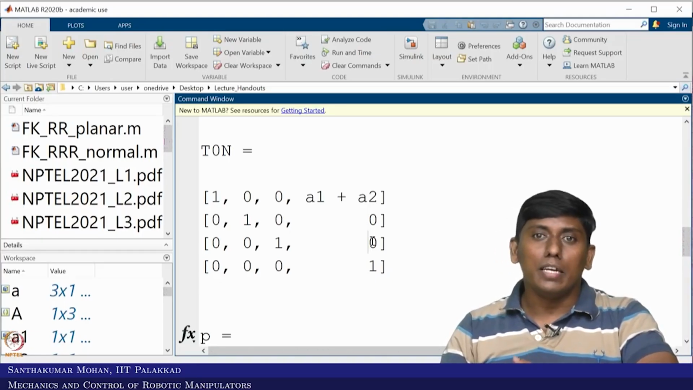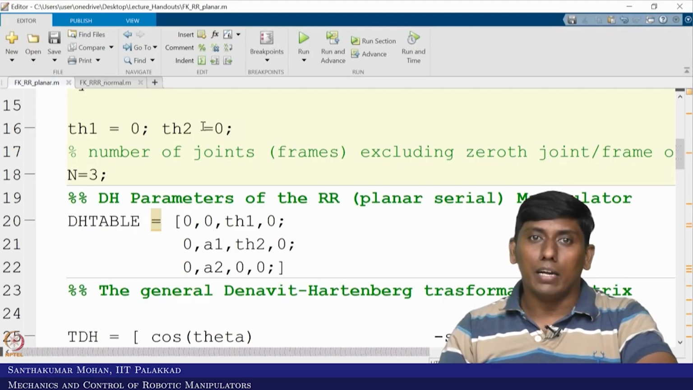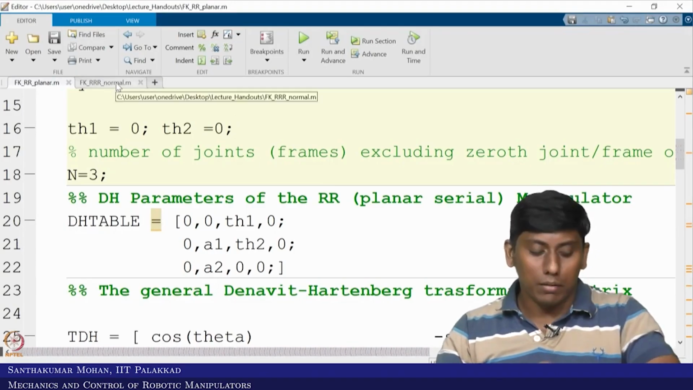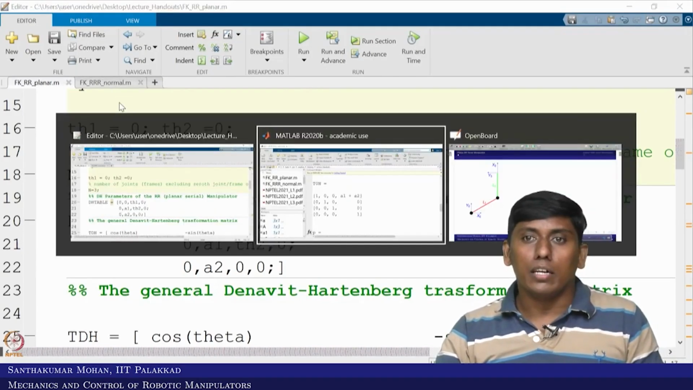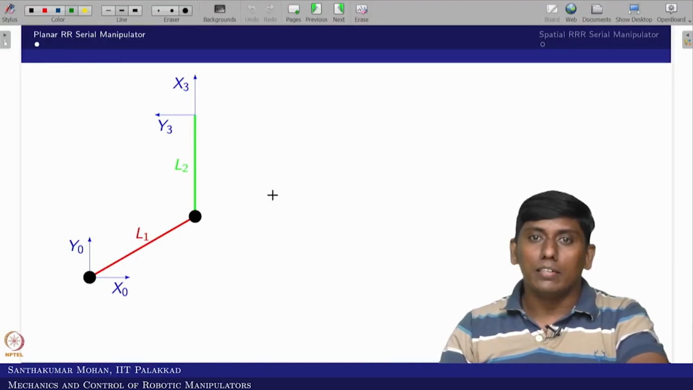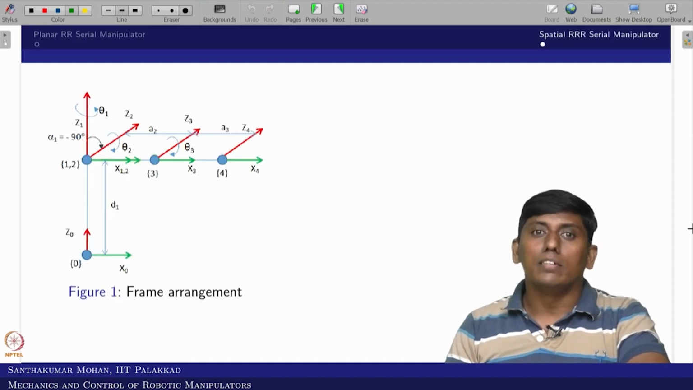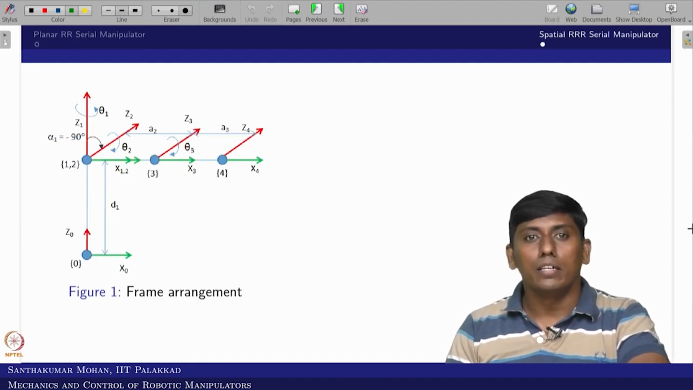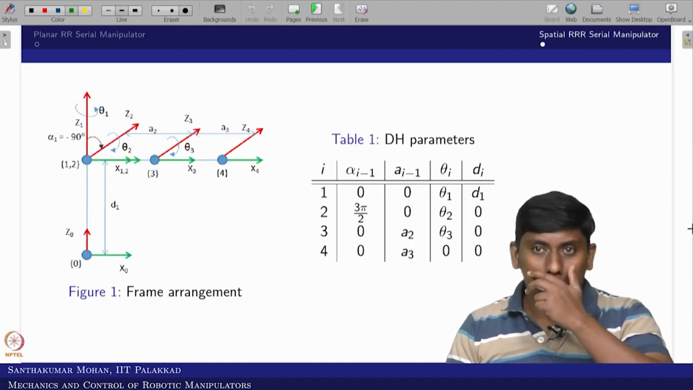So now the same thing can be used even for other benefit. For example, I have already written a code for the RRR manipulator. Before that, I will come back to this slide set. You can see this is the RRR manipulator, and we have already found the DH table.